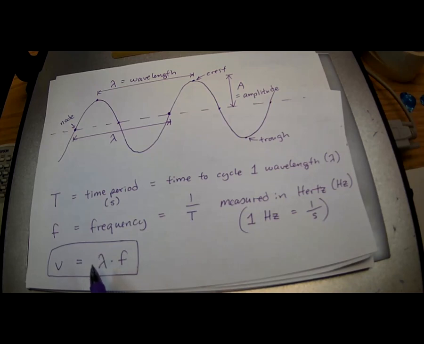So let's put this all together. Wavelength is in meters. Frequency is in hertz, but hertz is the same thing as 1 over seconds. So you've got meters times 1 over seconds. Isn't that meters per second, which exactly describes a velocity? You see that? Great.